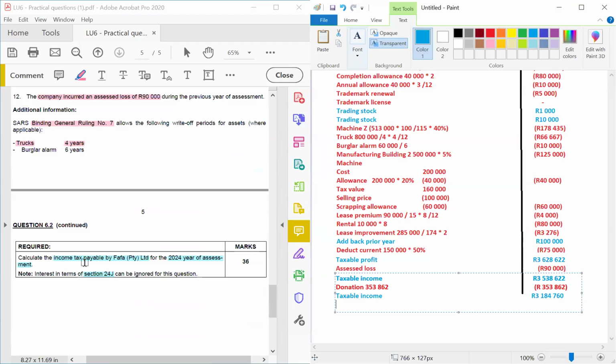Now, great. The question, or the required rather, said I must calculate what? The income tax. So this is not a tax. This is just a taxable income. So I need the income tax.